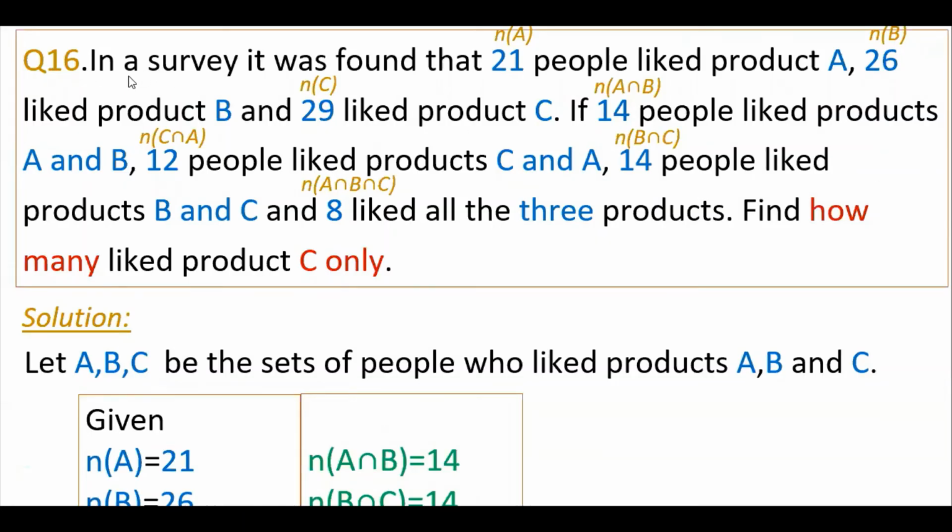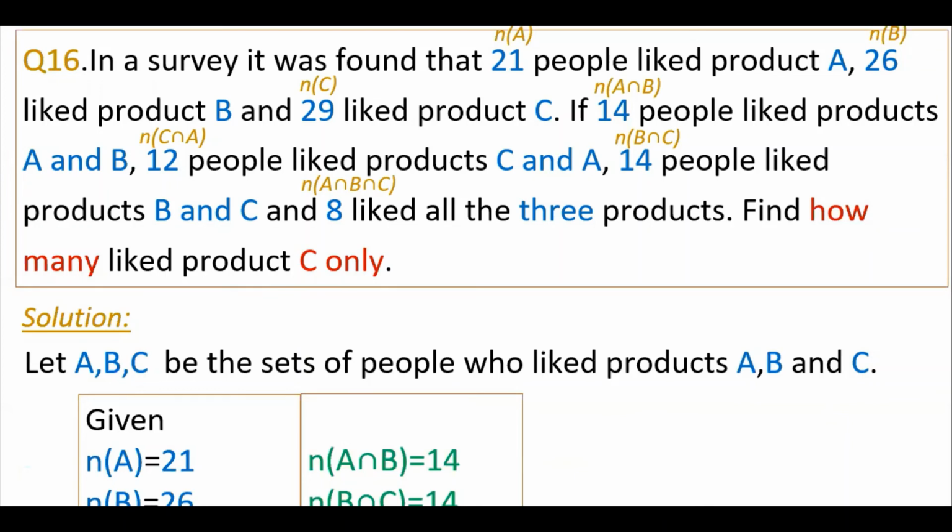This is the 16th problem. In a survey, it was found that 21 people liked product A, 26 liked product B, and 29 liked product C. If 14 people liked products A and B, and 12 people liked products C and A, 14 people liked products B and C, and 8 liked all the 3 products, find how many liked product C only.